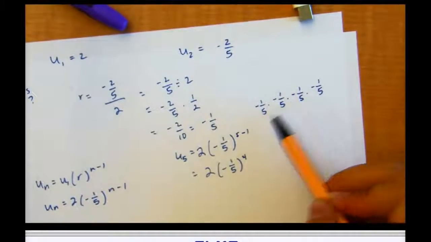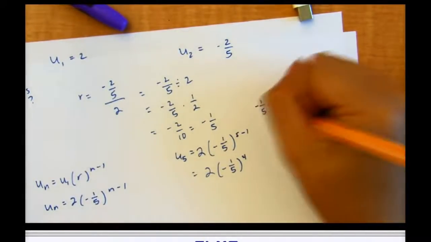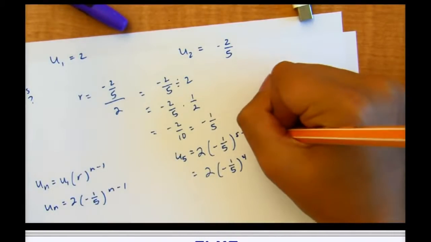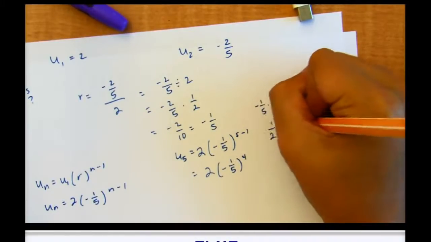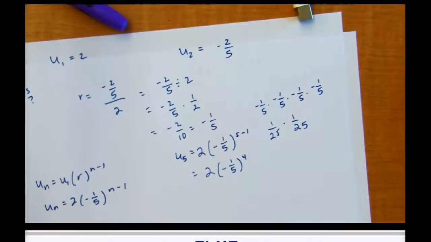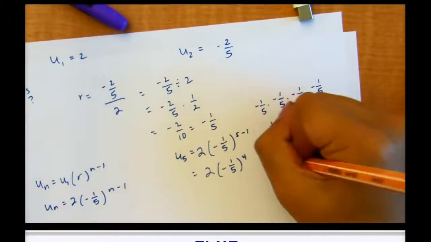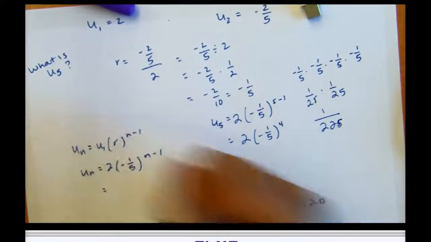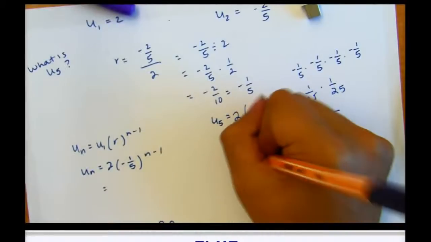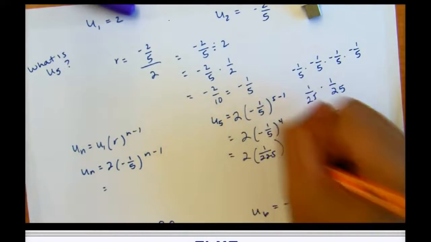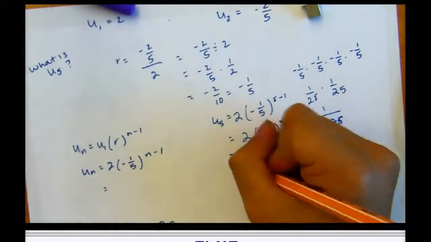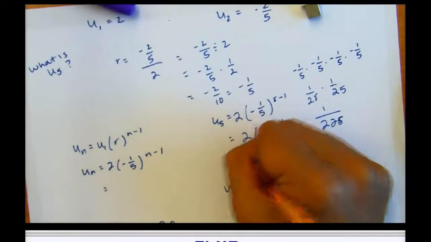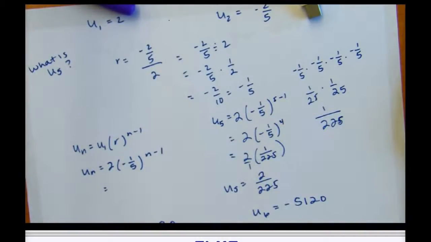So if I multiply across, because I'm multiplying it an even number of times, I'm going to end up with two positive fractions. So this is going to be 1/25 times 1/25. Which when I multiply 25 times 25, I'll end up with 1/225. So here I'll end up with 2 times 1/225. And when I just multiply my fractions, 2/1 times 1/225, u sub 5 will equal 2/225. And that'll be my final answer.